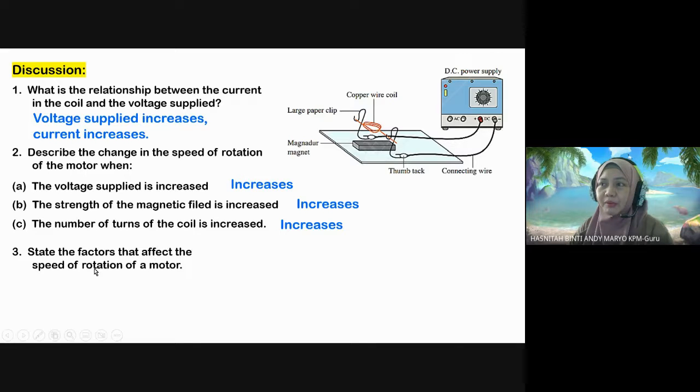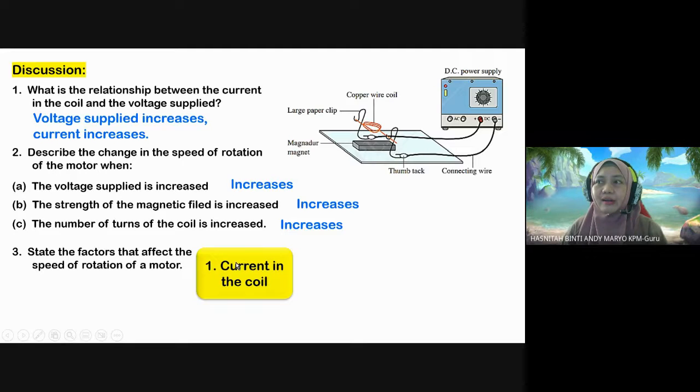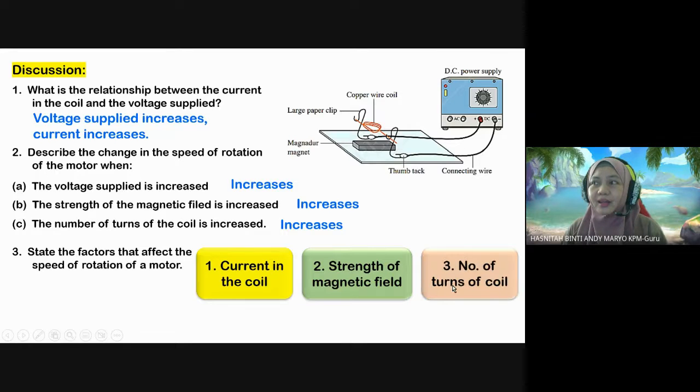So from this, what are the factors that affect the speed of rotation? You can write: the first is the magnitude of current in the coil. Second, the strength of the magnetic field. And third, the number of turns of coil.